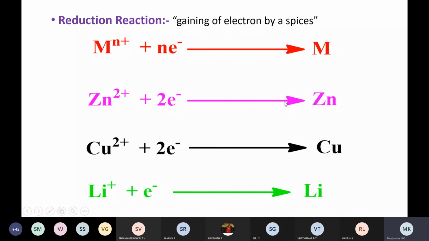This is the first example, a zinc reduction reaction. Once zinc ions gain the liberated 2 electrons, they are reduced to zinc metal. So this gaining of electrons by a species is called a reduction reaction. It's clear, oxidation reaction and reduction reaction. Any doubt in this oxidation and reduction reaction? Because these are very important for you. The whole of electrochemistry and energy storage systems mainly depends on these two reactions only.